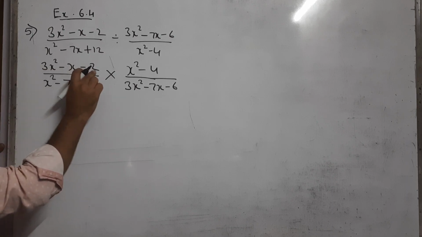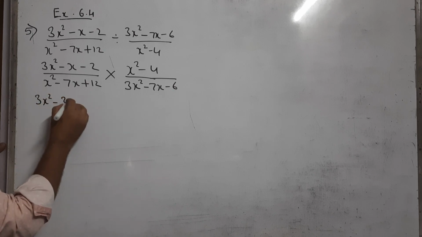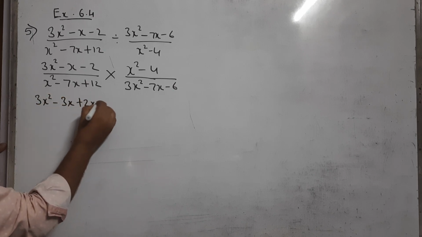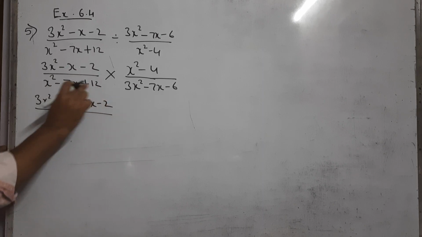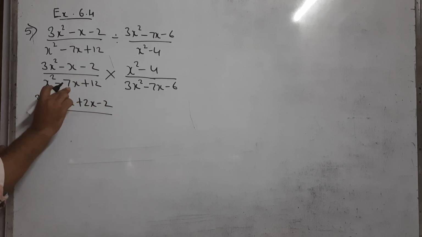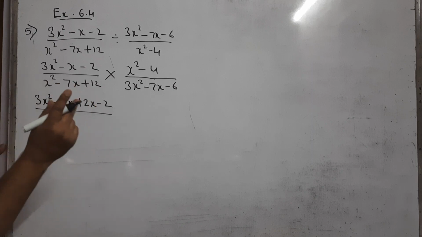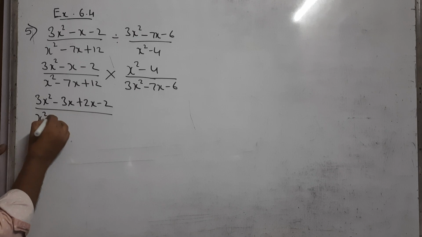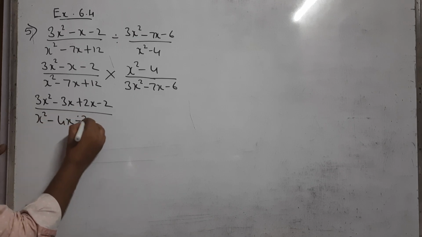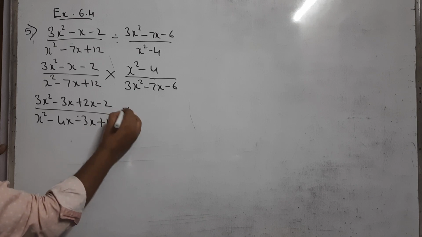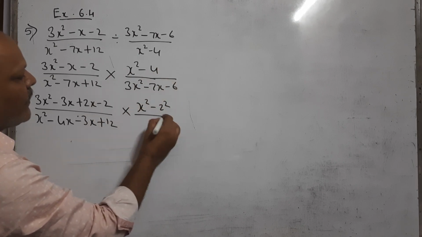3 2s are 6, that is your product. The factors you are going to get are 3 and 2. Your 12 product is 12 and the sum is 7. The factors you are going to get are 4 and 3. Here both the numbers will be minus, that is x square minus 4x minus 3x plus 12 into this. We will write the formula a square minus b square.